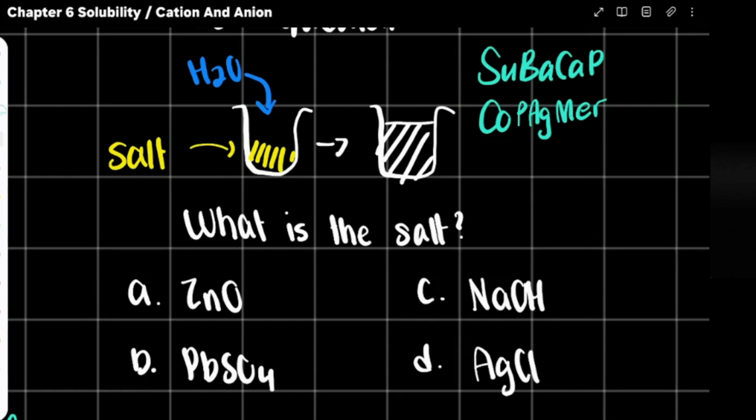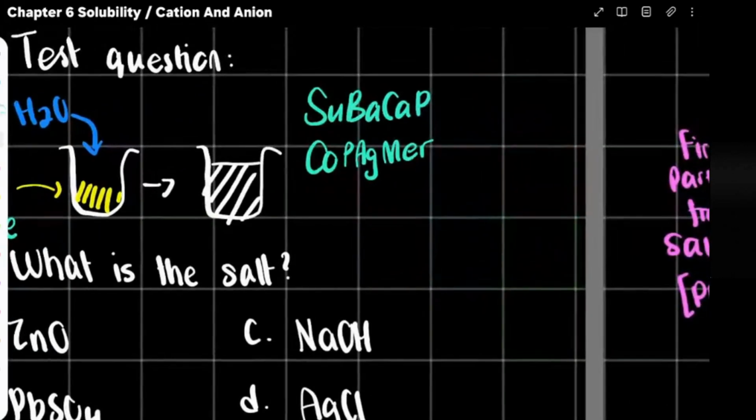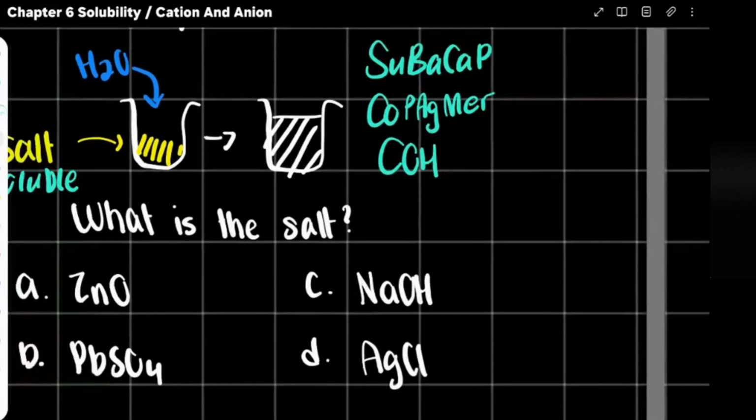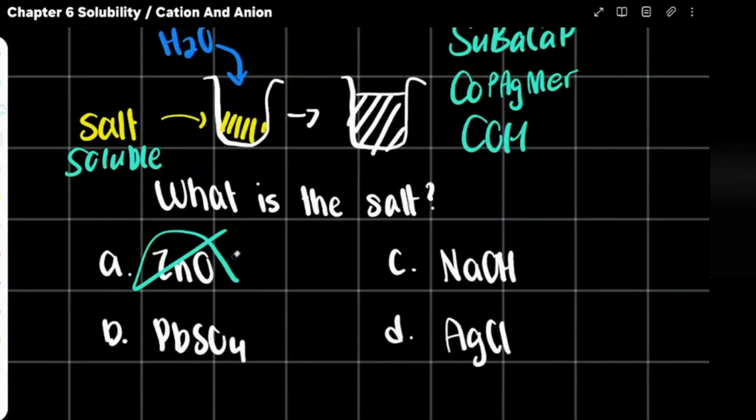It has to be soluble. The characteristic is soluble. So let's do one by one. ZnO, is that soluble? Is that soluble? ZnO. What is O here? O is actually involved with CORE. So CORE is also insoluble. So this one is already insoluble.